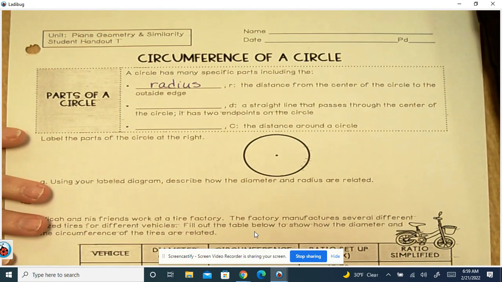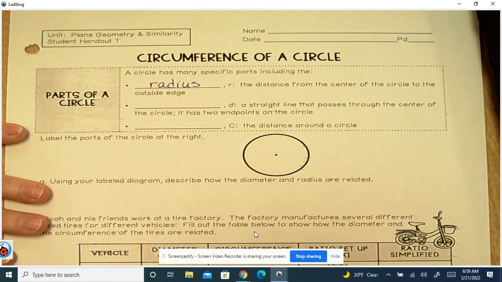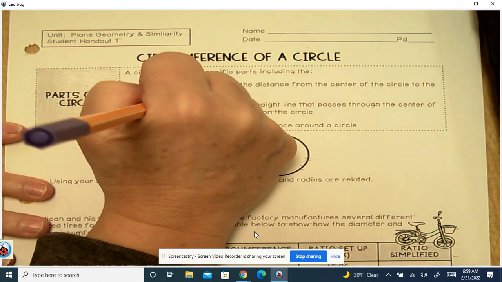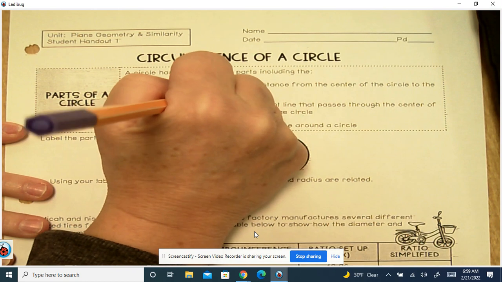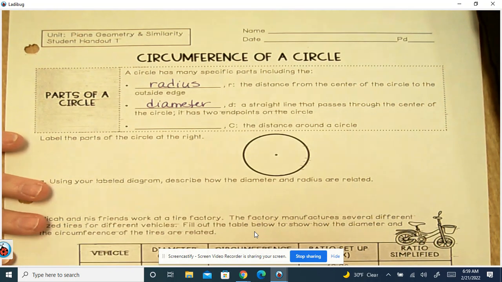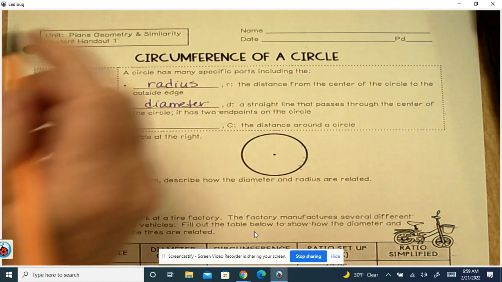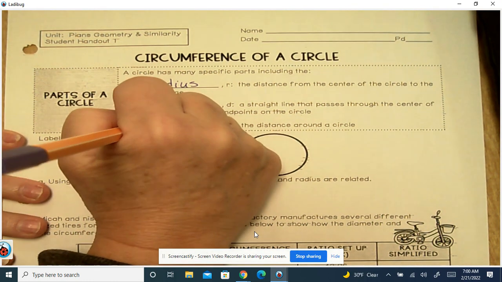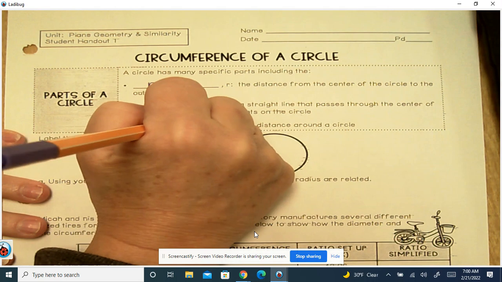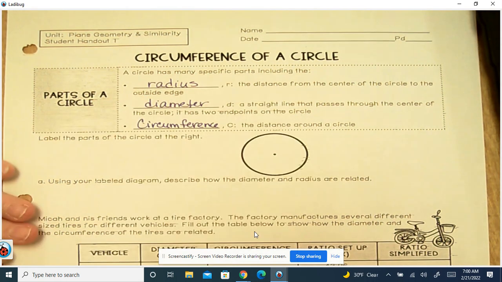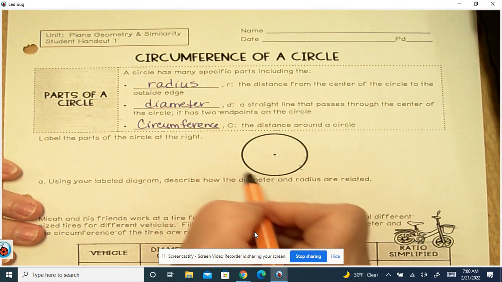The radius is known as r, and it's the distance from the center of the circle to the outside edge. Then we have the diameter, d, a straight line that passes through the center of the circle. It has two endpoints on the circle. And then we have circumference, the big C, the distance around the circle.